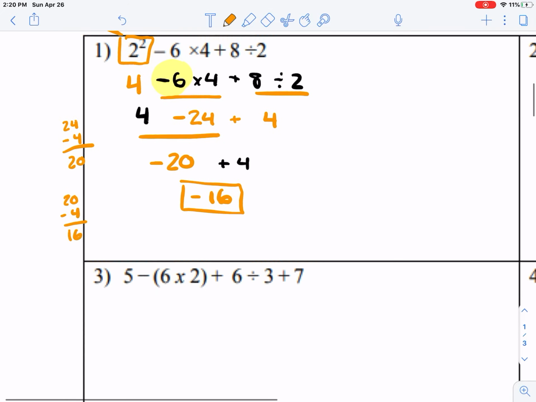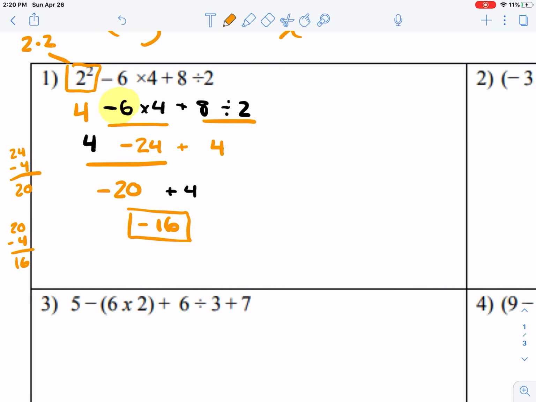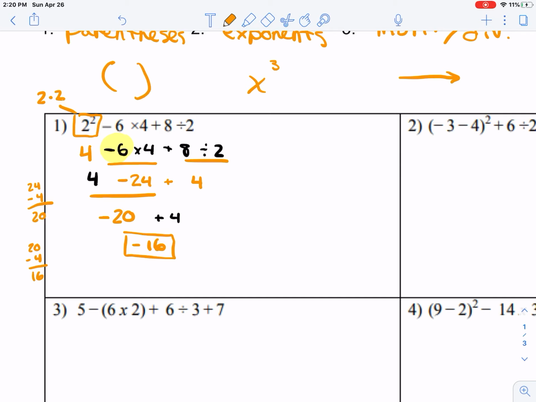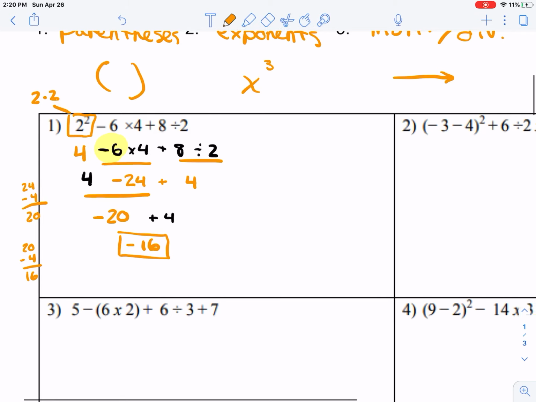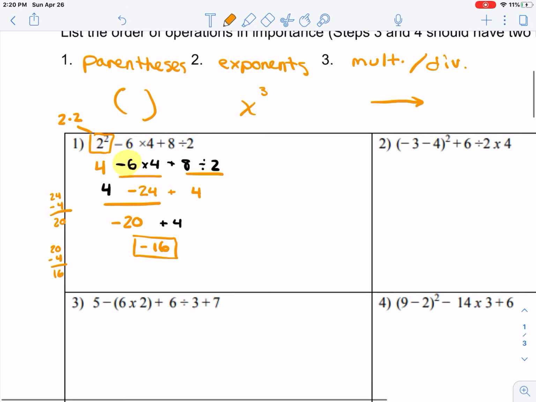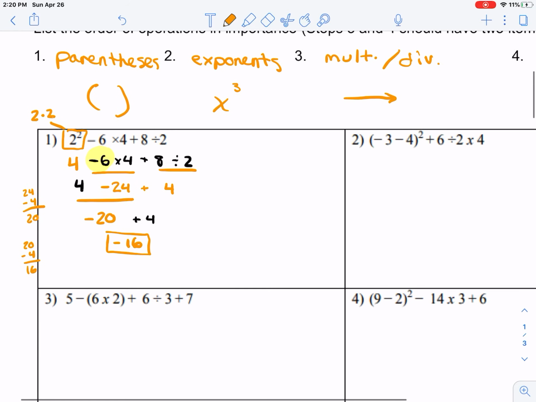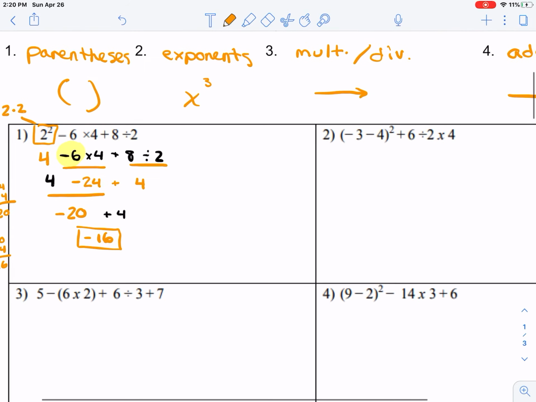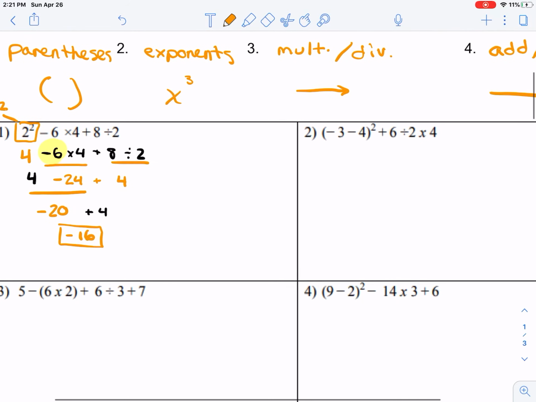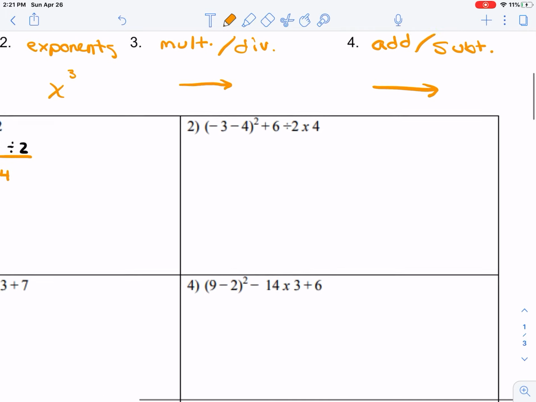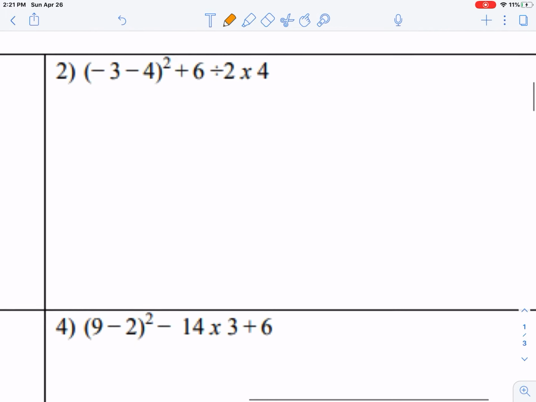So I do expect to see all of this work shown. I don't want you to just jump to the answer, otherwise I will ask you to resubmit, okay? So obviously no calculator should be used, and if you do use a calculator, it might not even give you the correct answer because it doesn't have the order of operations built into it, okay?